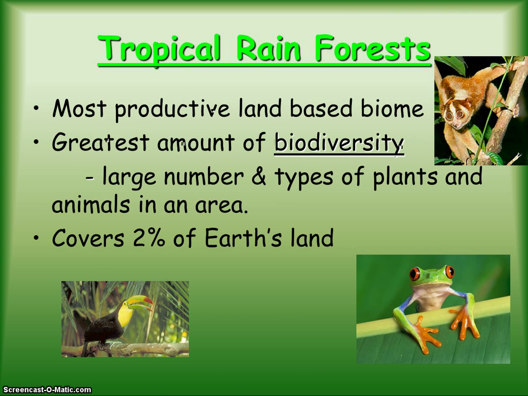The rainforest, most biodiverse biome on the planet. Only about 2% of the land is covered by rainforest. However, this is the most biodiverse, a large number of different species of trees and animal life, characterized by the different primates, depending on what rainforest you're looking at, the different frogs, the birds of paradise, the colorful birds.